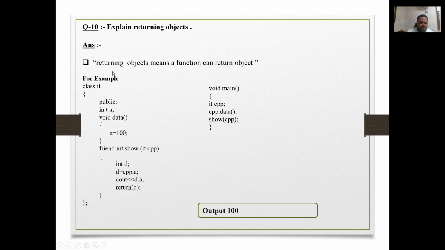Okay, the next question is explain returning objects. Returning object means a function can return an object. For example, I am taking class IT, public integer a, void data equal to 100. In a friend, integer show IT CPP, I am taking CPP as an object. Again integer d equal to CPP dot a, to access it here we use dot a.